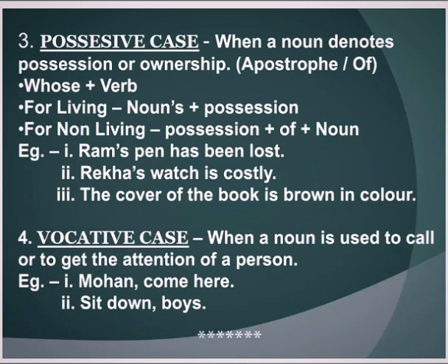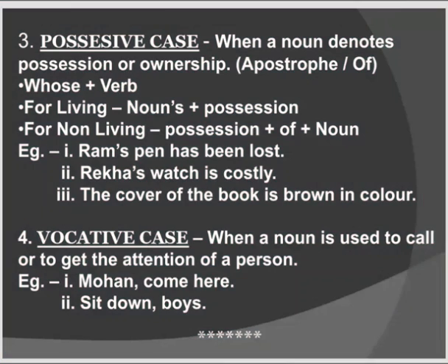Now the third noun case is the possessive case noun. It is very easy to understand and locate in a sentence. Let us see what it is. When a noun denotes possession or ownership of something. Possession or ownership, that means something belongs to somebody or somebody has something. It is generally identified by apostrophe sign or of. Let us see the examples.